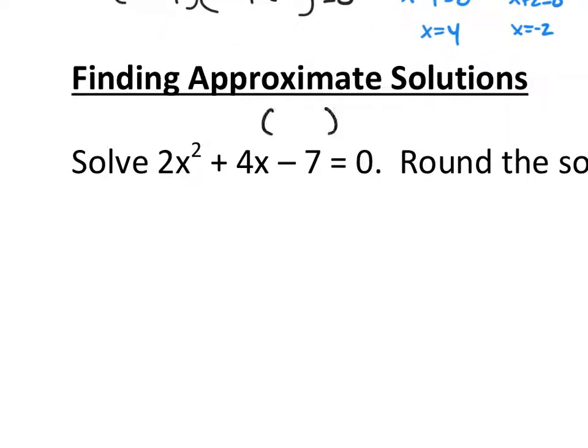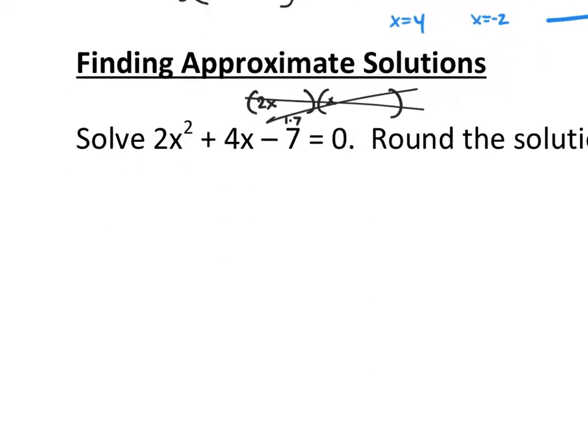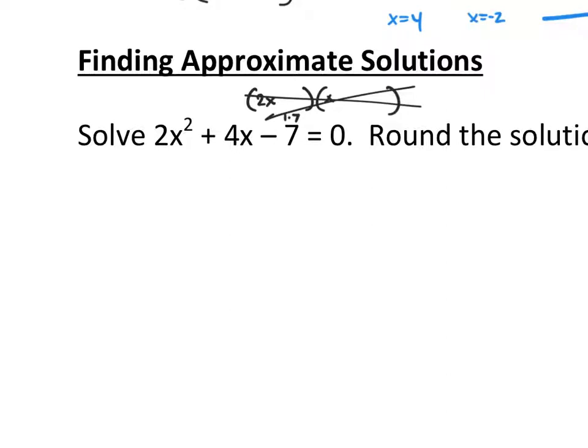If you tried to spend time finding ways that you could get, starting off 2x and x and trying to find the factors of 7, you wouldn't be able to do it. You would not be able to factor. Quadratic formula is going to be the only method we can use. We actually can't even use completing the square on this one because our a value has to be 1. Our a value is 2. So quadratic formula is the only option that we have here for us to solve this quadratic equation.